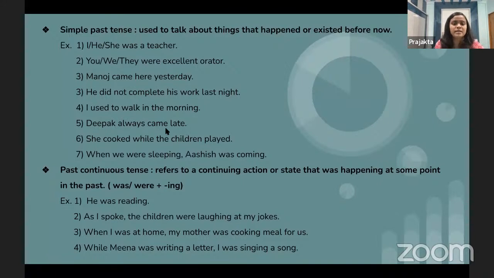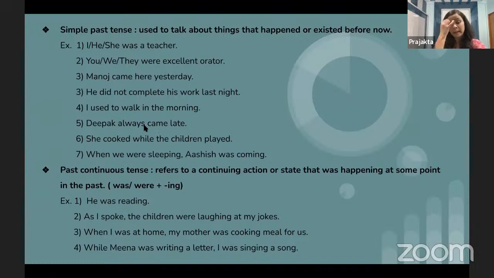Deepak always came late. अभी past में भी कोई action events बार बार होती होगी, या फिर every day, या फिर Deepak every day came late, we can say like that. Deepak always came late, past में वो हमेशा क्या late आता था. So Deepak always came late.